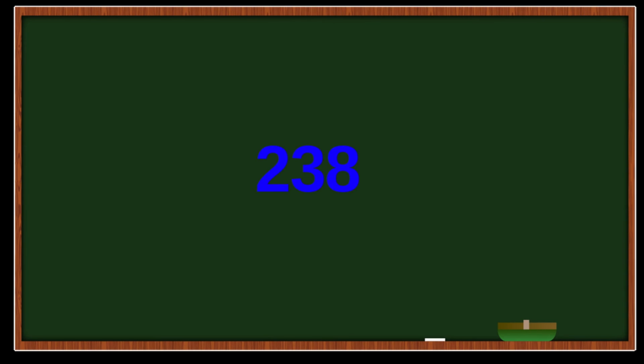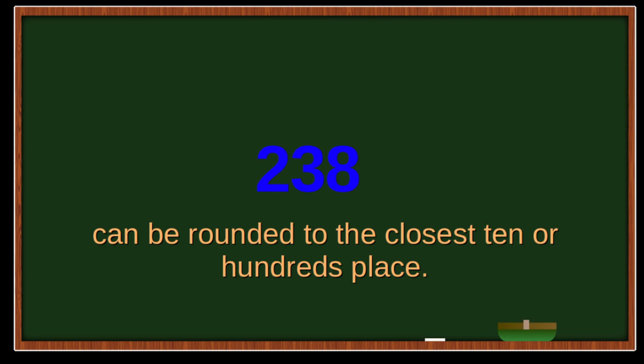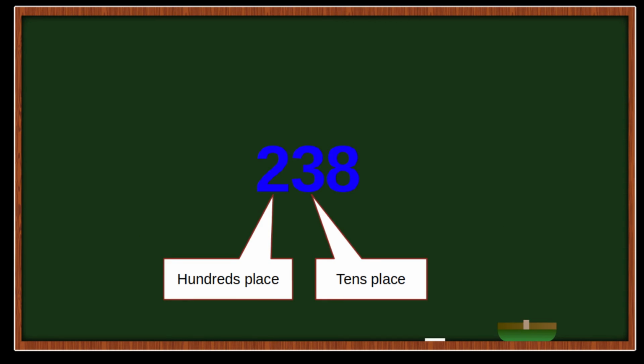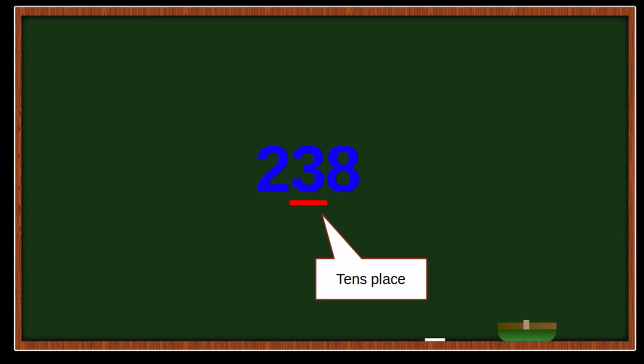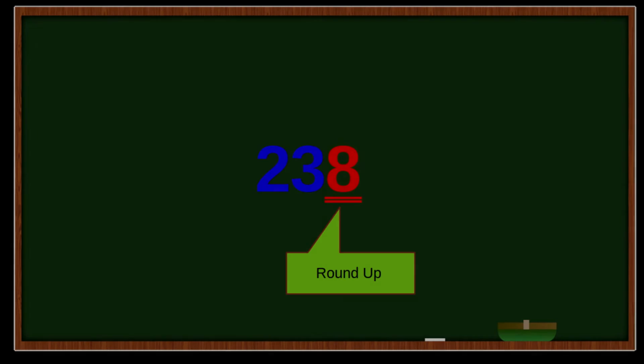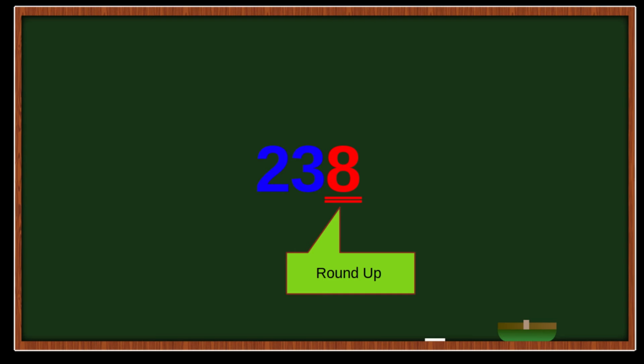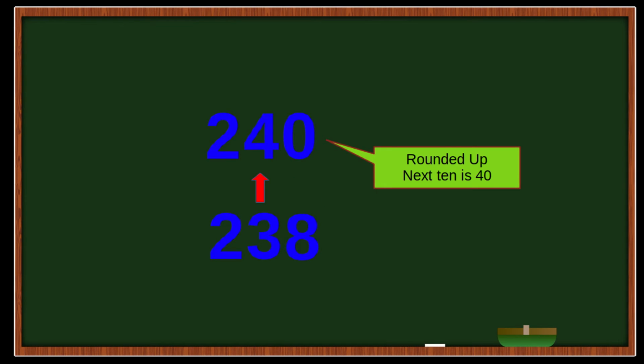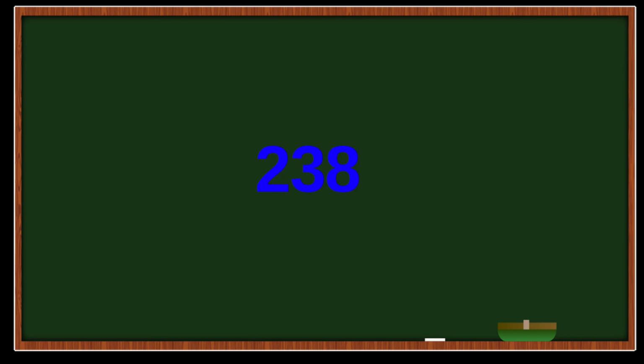The next example is 238. With higher numbers, we must decide to what degree we wish to round. 238 can be rounded to the closest 10 or hundreds place. So if we choose the tens place, which is the 3, the number to the right is 8. Our rule tells us that we round up. So our solution is 238 rounded up 2 to 240. We have rounded up for the tens place.